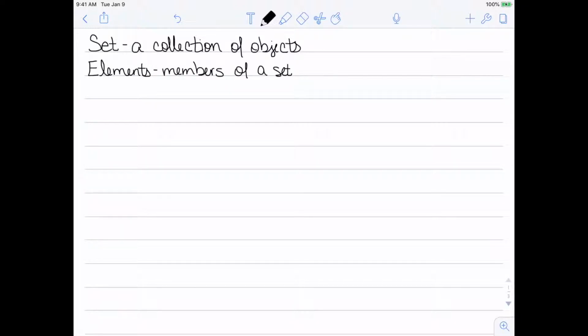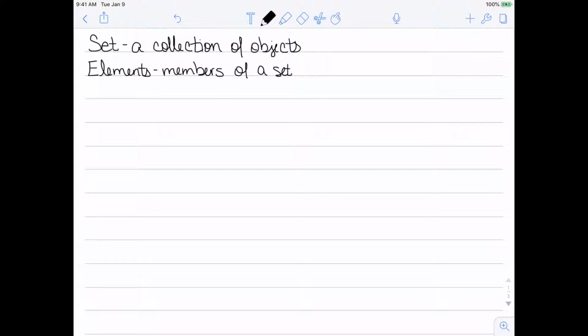Before we can dive into our study of geometry, we're going to talk a little bit about sets. A set is just a collection of objects. It can be any type of objects. Elements are these objects that are in the sets. They're the members of the sets. So a set is a collection of objects, and those objects are called elements.